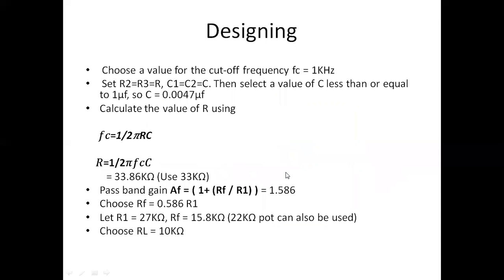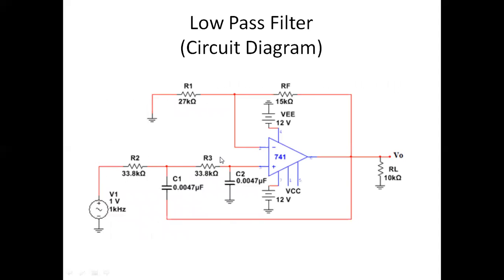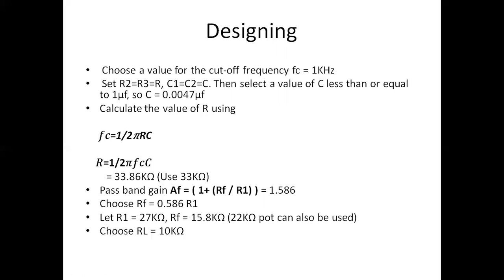Now let us come to the designing. In the exam, you will be given any cutoff frequency. It can be 1 kilohertz, it can be 10 kilohertz, it can be anything. You have a very simple equation for this. Initially, for simplicity, we are assuming R2 equal to R3 equal to R, and C1 equal to C2 equal to C. Now coming to the equation, the cutoff frequency is given by 1 by 2 pi RC, where R2 equal to R3 equal to R, and C1 equal to C2 equal to C. So this R can be calculated here.